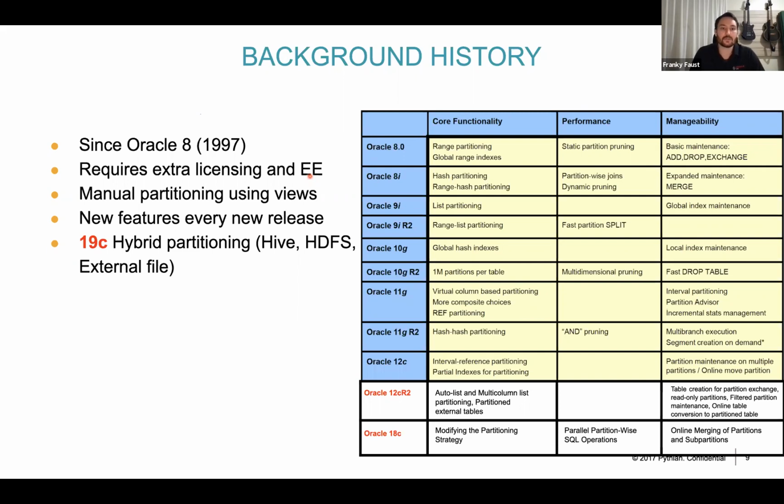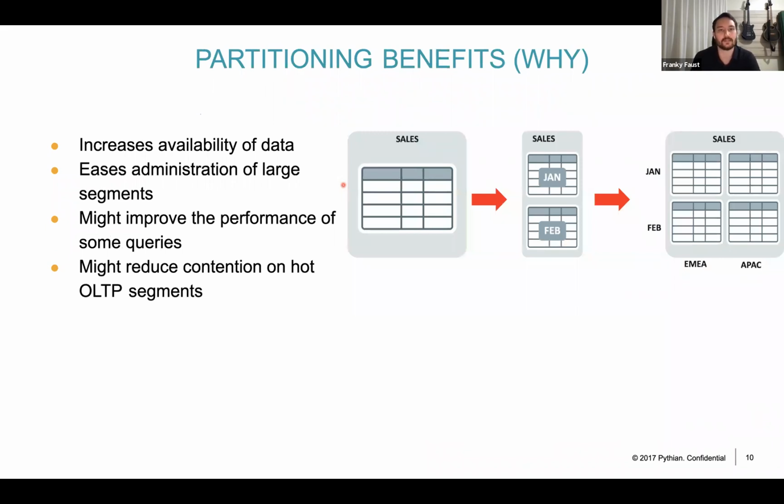19c introduced a new feature that's really cool, which is called hybrid partitioning, where we can have data stored in Hive, HDFS, or external files, let's say in an Oracle Cloud bucket, and not only Oracle, but S3 bucket and things like that, so an object store bucket. Yeah, that's pretty much what was introduced in 19c.